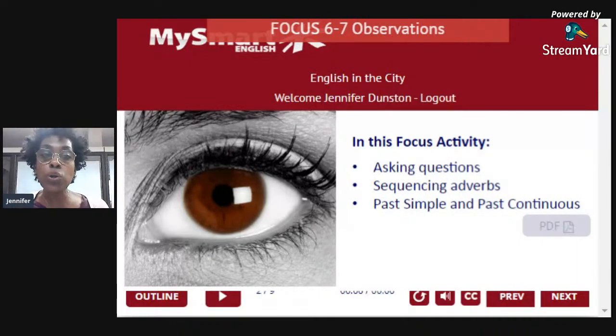Okay, so when we're using the past simple, we need to be time specific, whether it's yesterday, last night, 10 minutes ago, 2 years ago. When we have a time reference, we use past simple.